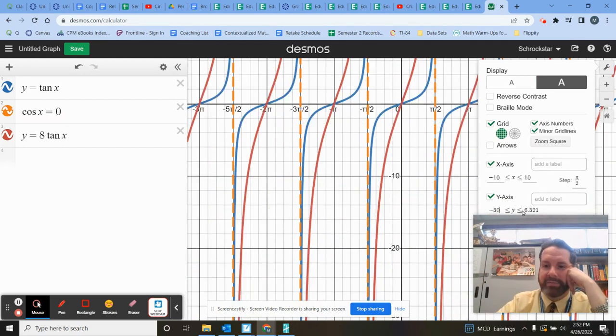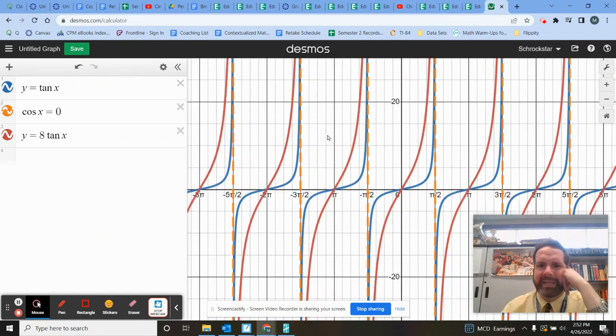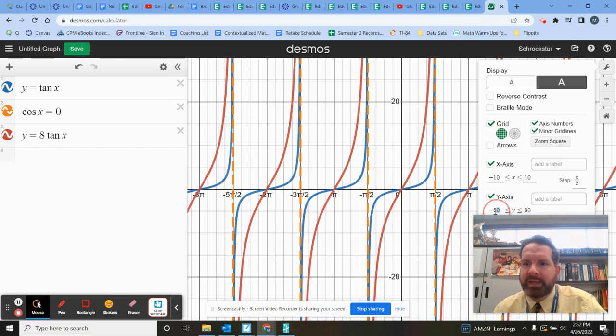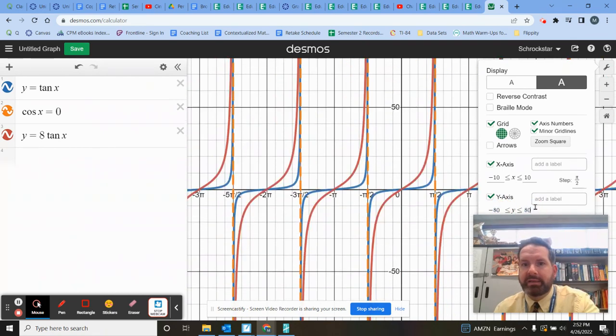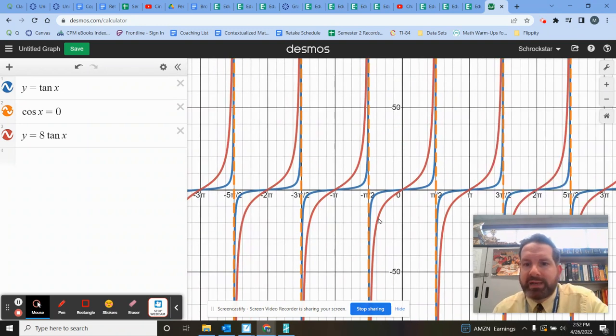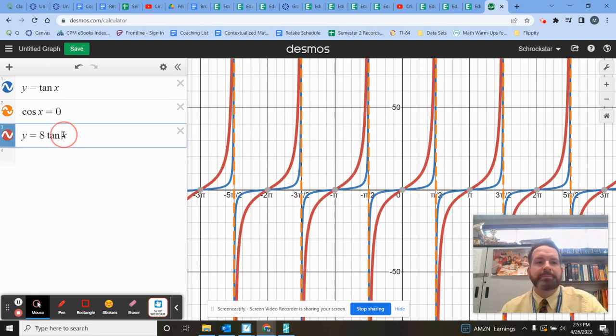So I'm going to go down to like -30 and up to +30. And even here, now you can kind of see how the red graph isn't a straight line. It's got that tangenty sort of shape to it, but it's taking its time. When we're stretching it out vertically, it's going up real fast and down real fast. So I think I'm going to change the window one more time. Let's even go down to like -80, +80. So now you can kind of see how in red it looks more like a tangent graph. So that's our vertical stretch.